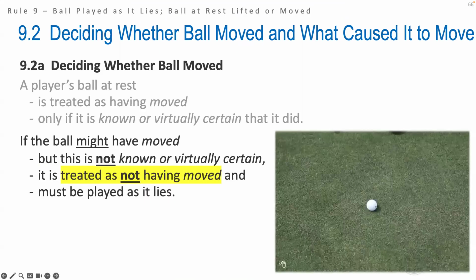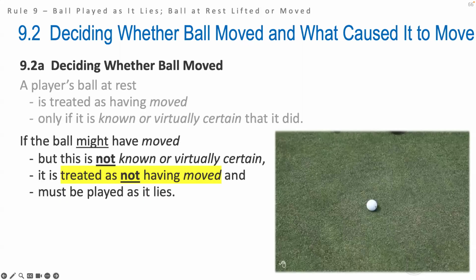So if the ball might have moved, but is not known or virtually certain, it is treated as not having moved and must be played as it lies. So if it's a windy day out there and you think, I don't know, maybe it moved, but I'm not sure, then we're just going to go ahead and play it as it lies.